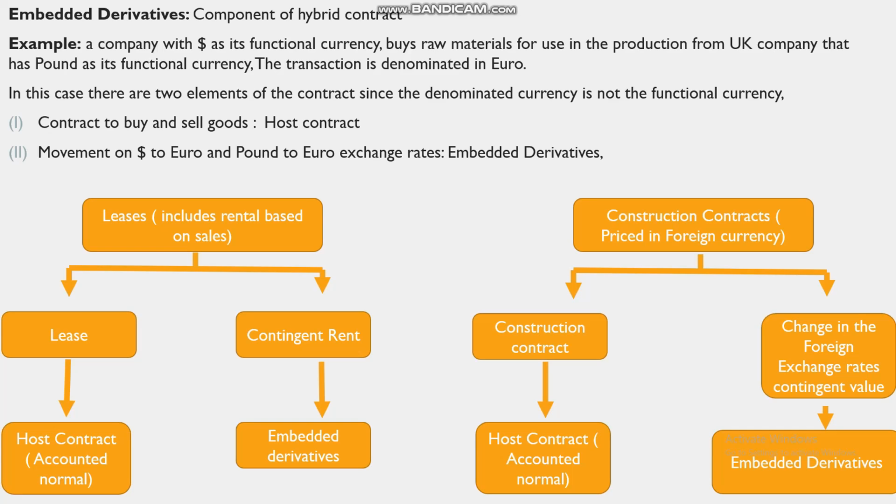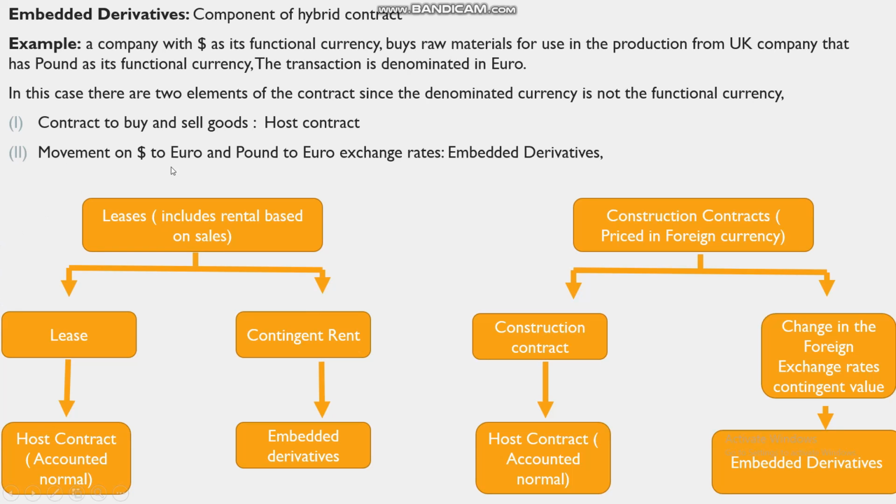A company with dollar as its functional currency buys a raw material for the use in the production from a UK company that has pound as its functional currency. So there are two companies, one has the dollar as a functional currency, another has the pound sterling as its functional currency. But the transaction is denominated in euro. So in this case, there are two contracts. One is the contract to buy and sell the goods, and another one is the contract to move from dollar to euro and pound to euro.